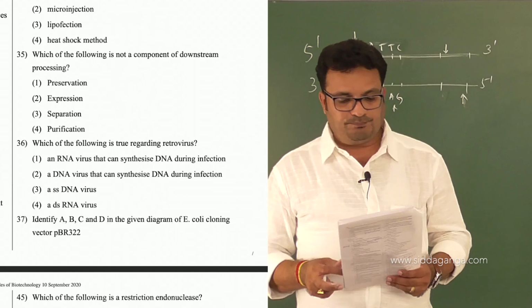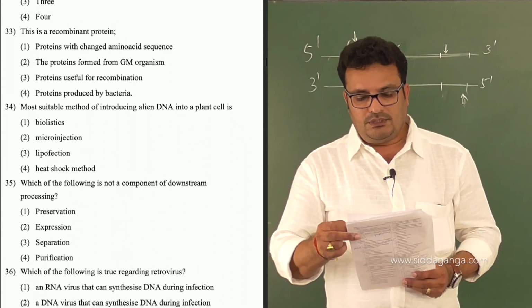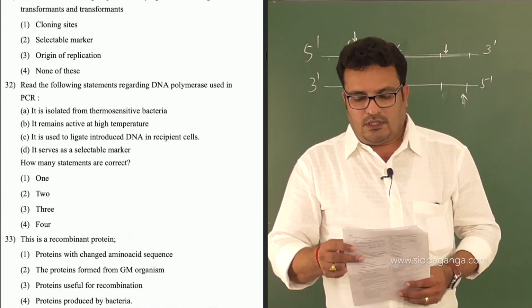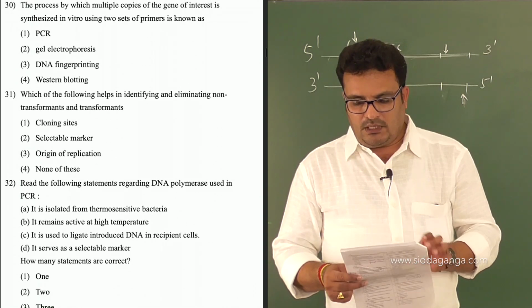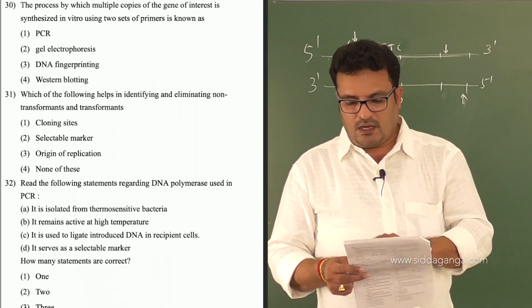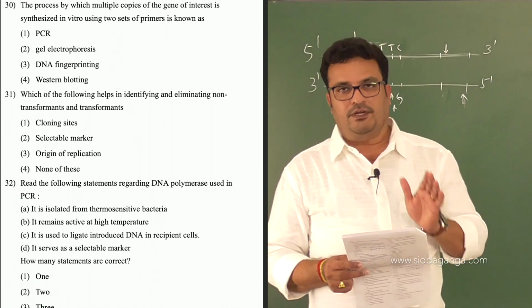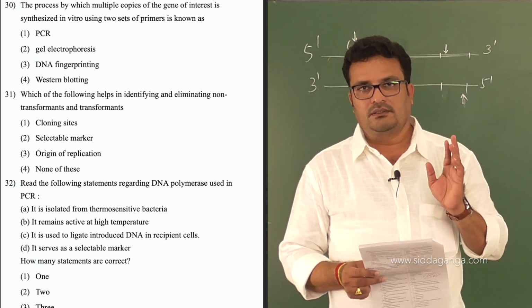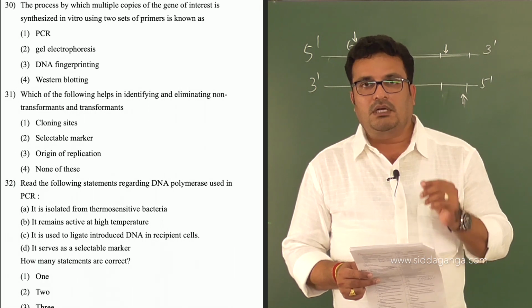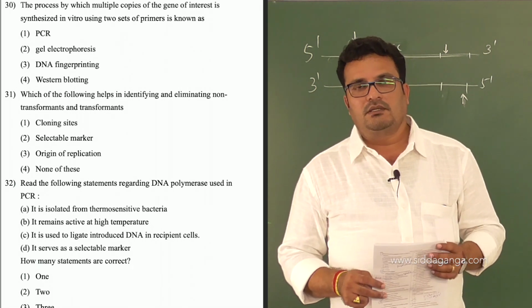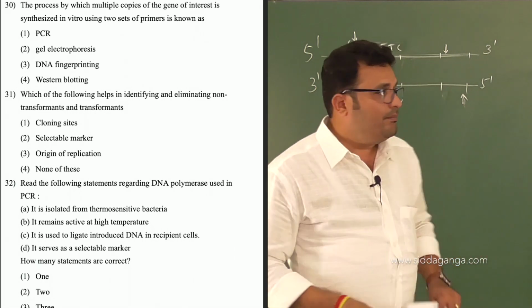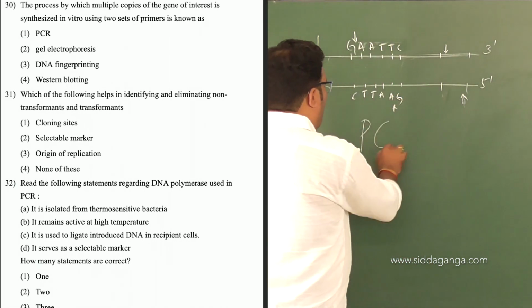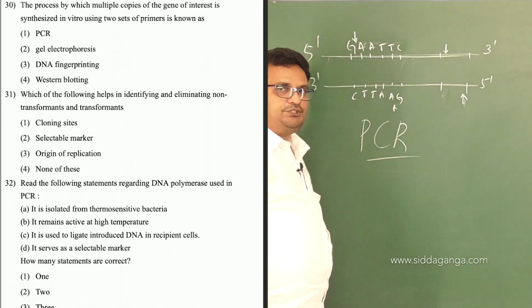30th question. Question number 30: The process by which multiple copies of the gene of interest is synthesized in vitro using 2 sets of primers is known as, very simple, multiplication of the gene of interest by using a technique called PCR, that is polymerase chain reaction.